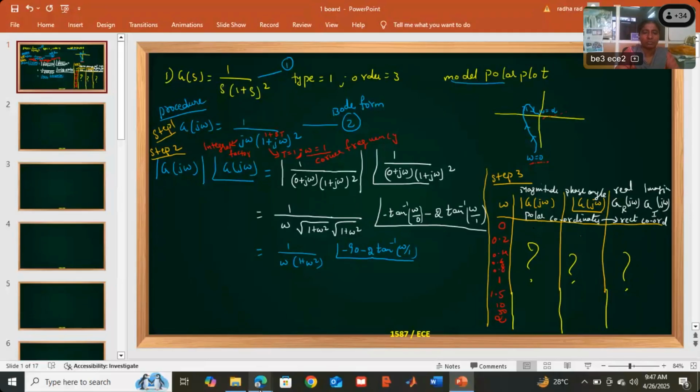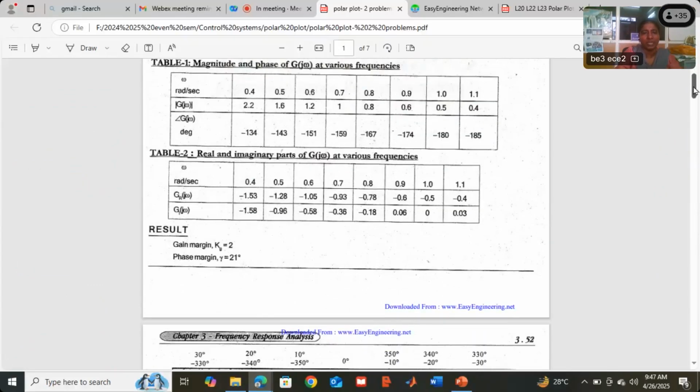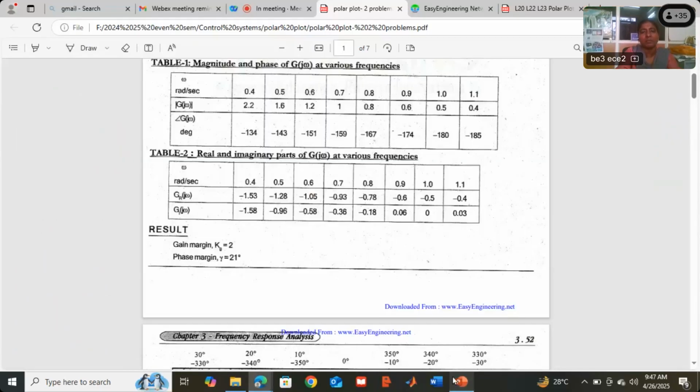Here you see in the textbook also what they have done. They made it two separate tables. Magnitude and phase angle in one table they have written horizontally, then real part, imaginary part they have written horizontally. I have taken a single table for convenience, vertically I have put everything. Frequency I have written one time, because they have separated them into two tables, so they are writing the frequency two times. You see the same values, 0.4, 0.5, 0.6, 0.7, 0.8, 0.9, 1.0, 1.1. They have split the polar coordinates into a separate table and rectangular coordinates into a separate table, nothing more than that.